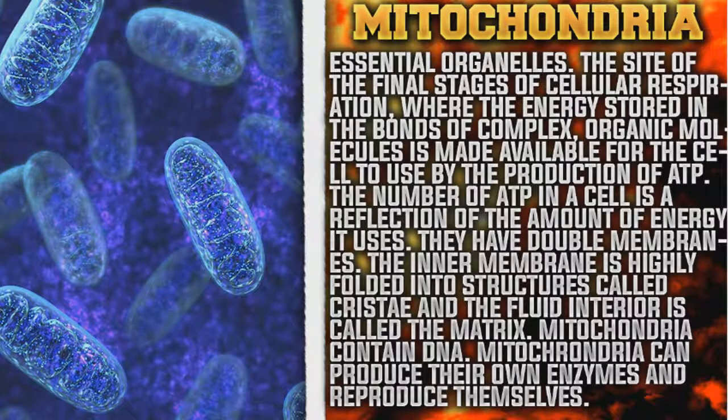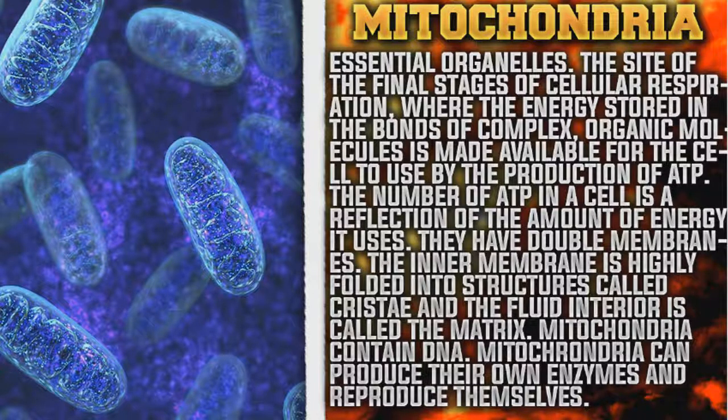The next organelle we're going to be looking at is mitochondria. Now these are in all essential organelles. Mitochondria are the site of the final stages of cellular respiration, where the energy stored in bonds is released and made available for the cell to use, in the form of ATP. The amount of ATP in a cell is a reflection of the amount of energy the cell uses.